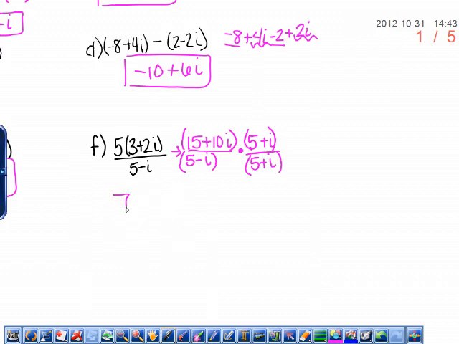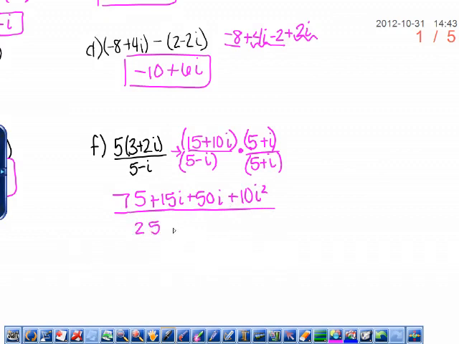15 times 5 is 75, plus 15i plus 50i, plus 10i squared, over 25 plus 5i minus 5i minus i squared. Everyone okay with those two steps?